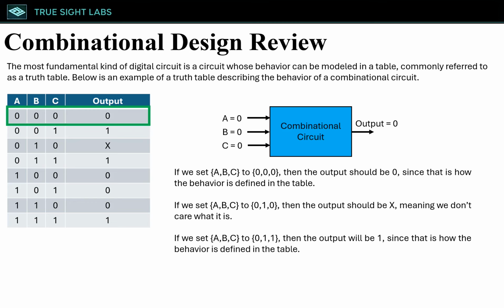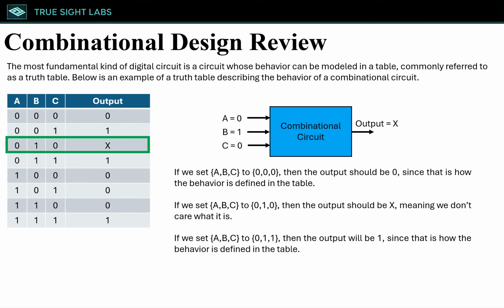If we set ABC to 0, 1, 0, then the output should be X, meaning we don't care what it is. If we set ABC to 0, 1, 1, then the output will be 1, since that is how the behavior is defined in the table.